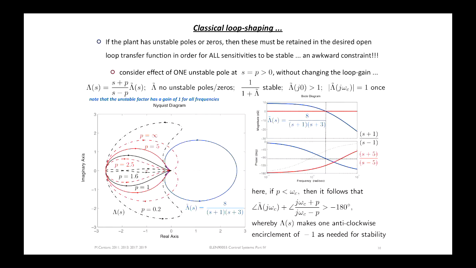Whereas if P is larger than the crossover frequency, you can see that we're getting a lot of extra phase lag introduced by this, which is going to push us on the wrong side of minus 180, right, leading to instability.